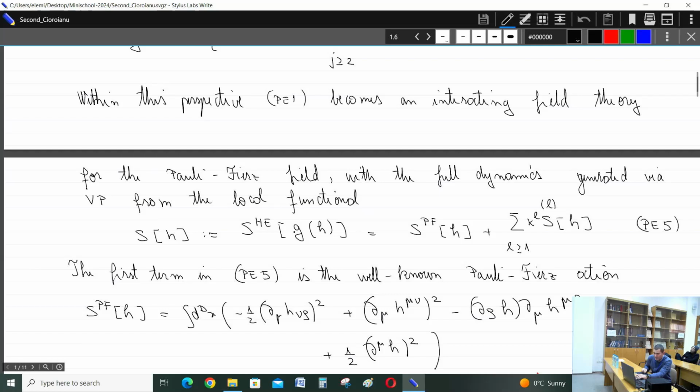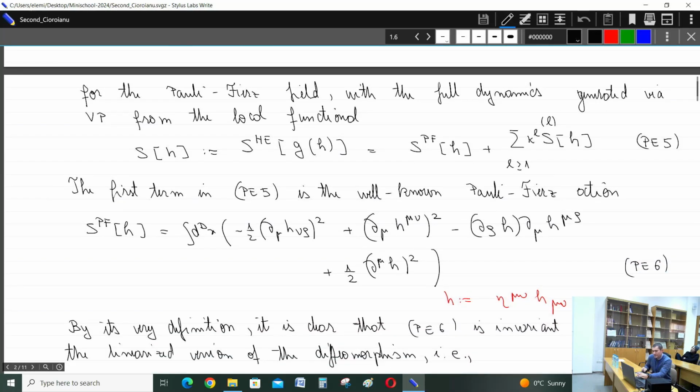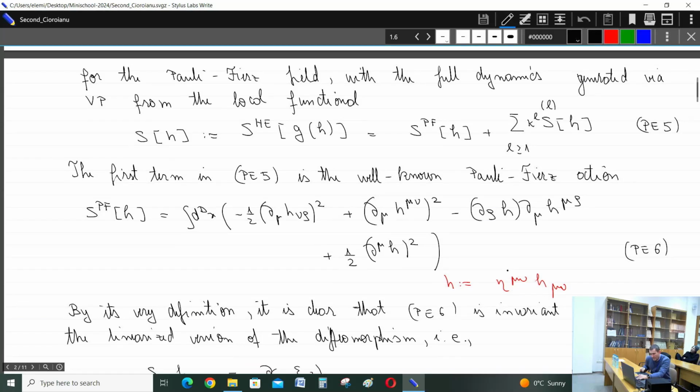The Hilbert-Einstein action is written as in this formula, with the first term nothing but the Pauli Fierz action. The remaining terms are seen as perturbations of Pauli Fierz theory. So the Pauli Fierz action describes a so-called free graviton, and the complete expression of this action is written in this formula. The action P6, the Pauli Fierz action, is also manifestly gauge invariant under the linearized version of the diffeomorphisms.